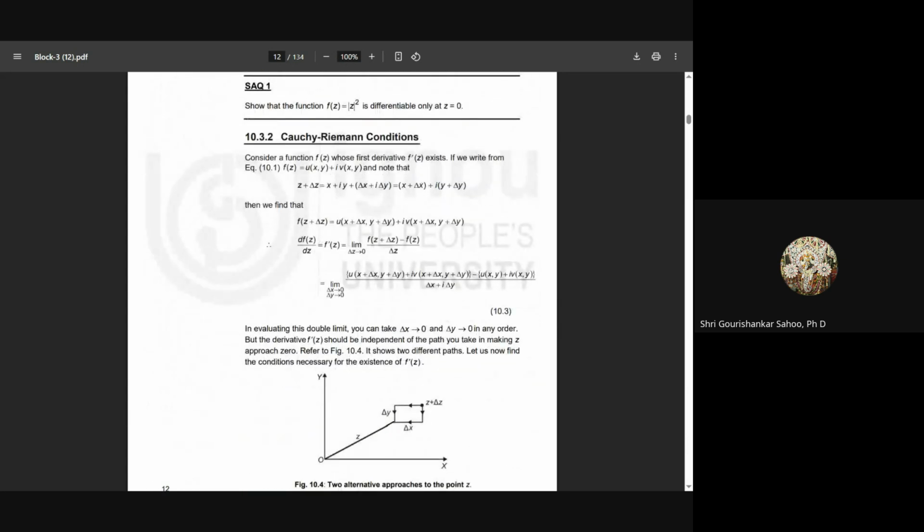Cauchy-Riemann condition. Consider a function f(z) whose first derivative f dash exists. So you can write f(z) as u plus iv. So z plus del z is equal to x plus iy plus del x plus i del y, which is x plus del x plus i times y plus del y. So you can write f(z plus del z) is equal to u plus iv, where u is a function of x plus del x and y plus del y, and so also v.